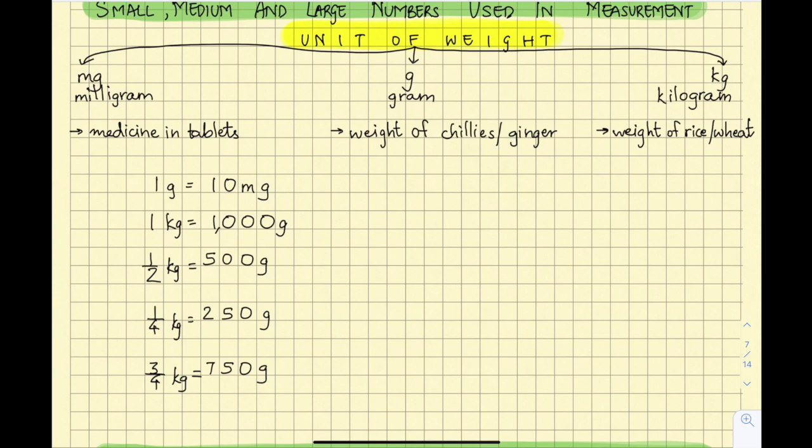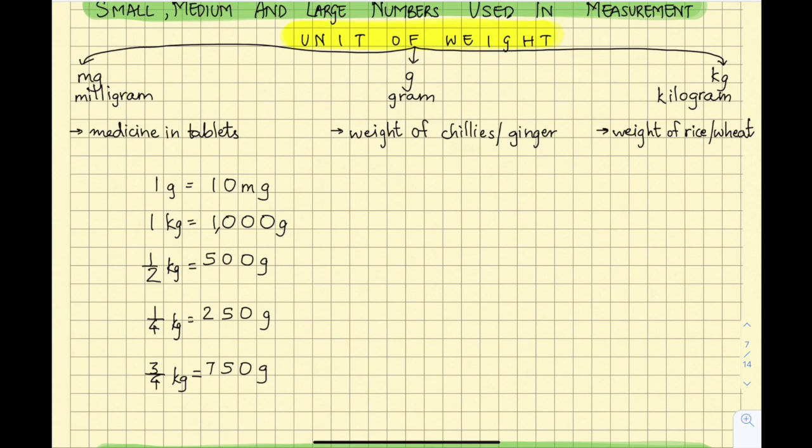So here again mg is milligram, which is used for measuring quantities of small weight. For example, medicine in tablets is given in milligrams. Then a bigger unit is g, that is gram. That is used for measuring weight of chilies or ginger, which is bought in little lesser quantities. And then kg, kilogram, stands for measuring weight of rice or wheat, which people buy in kgs.